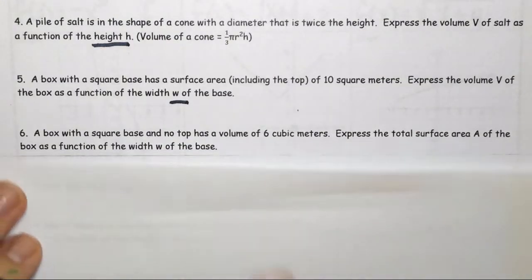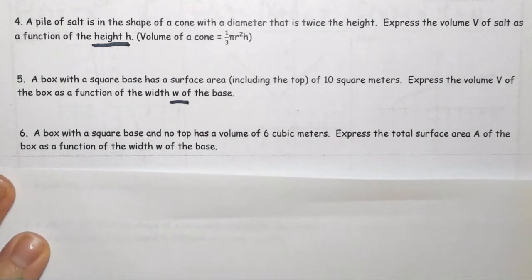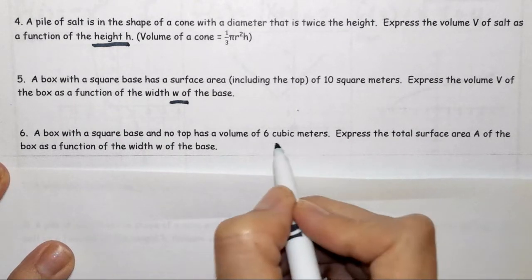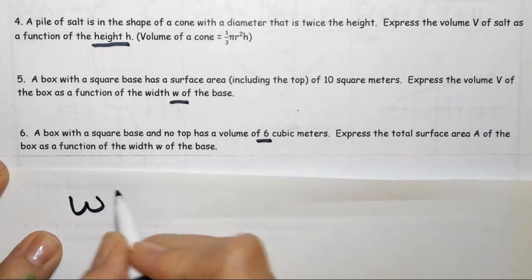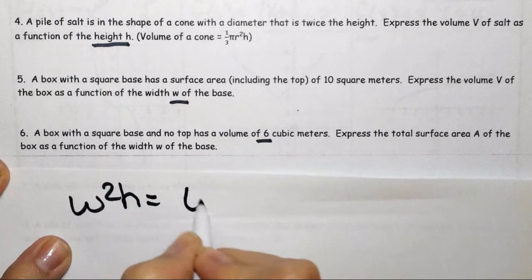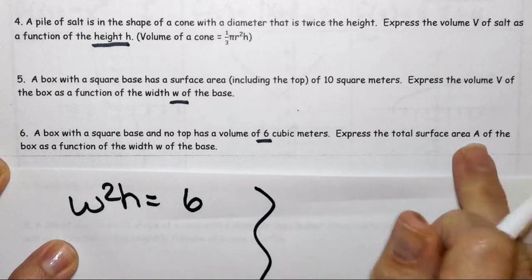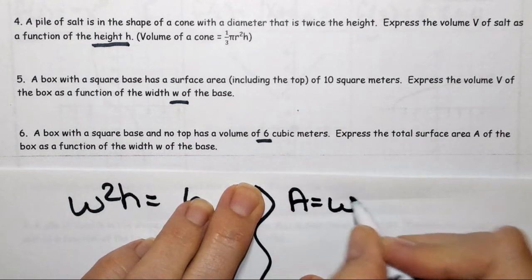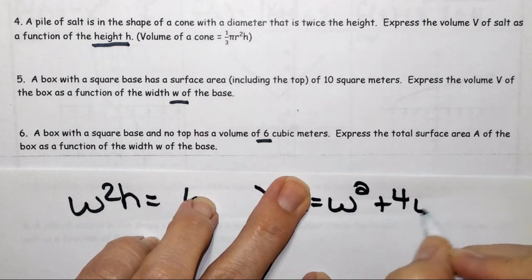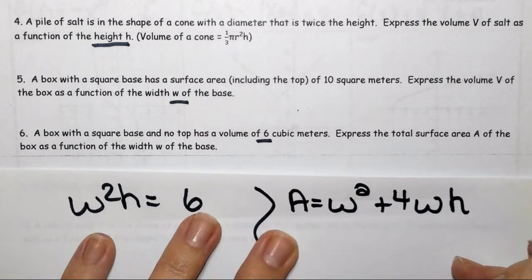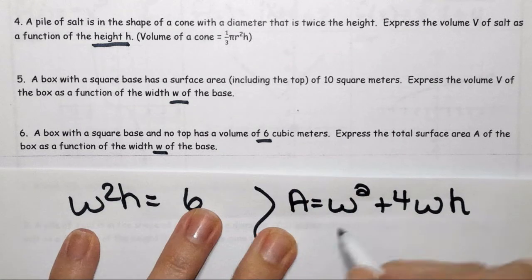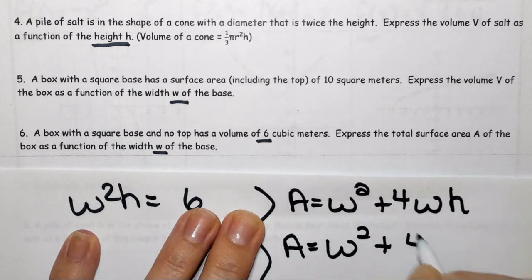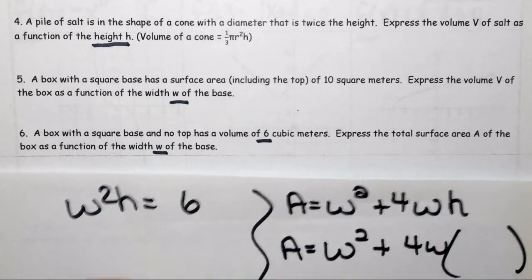Okay, let's go look at number 6. So number 6, it says we have a box with a square base and no top has a volume. So this time they're giving me the volume. So w squared h equals 6. And they want the surface area and it has no top. So area equals w squared plus 4wh. And they tell me that I only want to have w's again. So area equals w squared plus 4w parentheses.